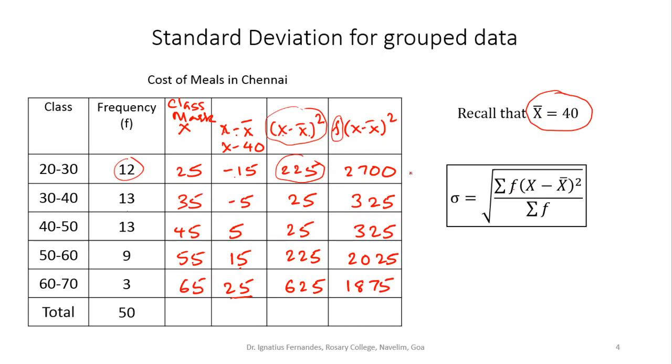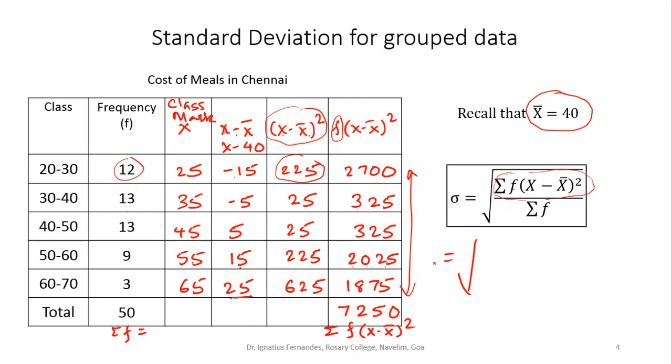I have to add all these values. 2700 plus 325 plus 325 plus 2025 plus 1875. Add this and you will get 7250. So this is our numerator here. What we have found here is the summation f multiplied to x minus x bar square. Summation f here is 50. So I substitute these values here.